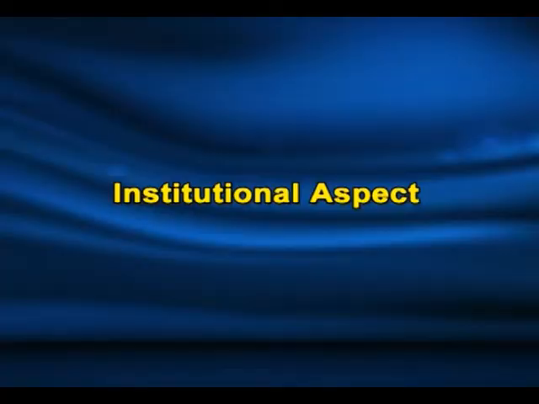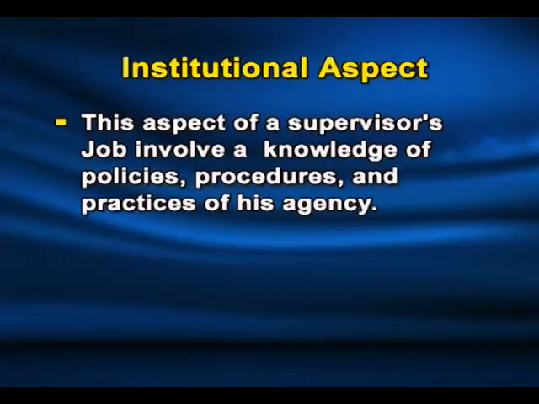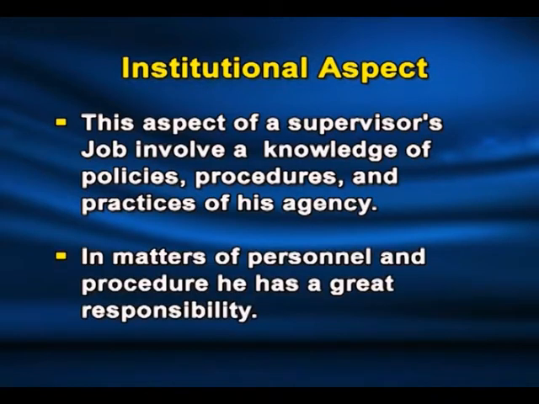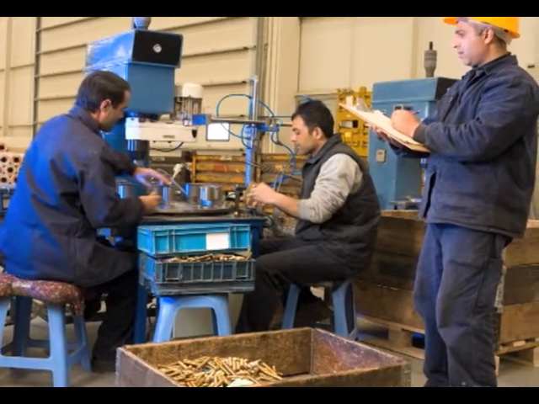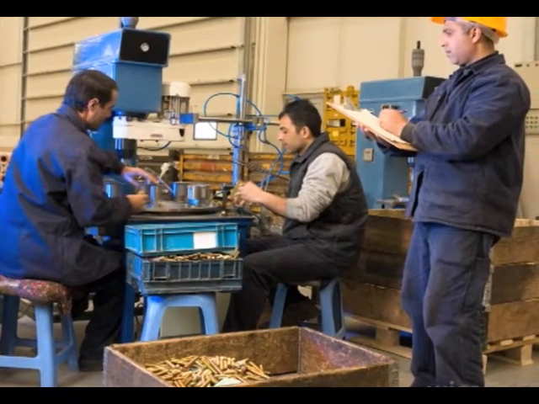Second one, the institutional aspect. This aspect of a supervisor's job involves a knowledge of policies, procedures and practices of his agency. In matters of personnel and procedure, he has a great responsibility. He is responsible for the assignment of duties, for attendance, punctuality and personal conduct of the personnel in his agency, and for the conservation of equipment and supplies.